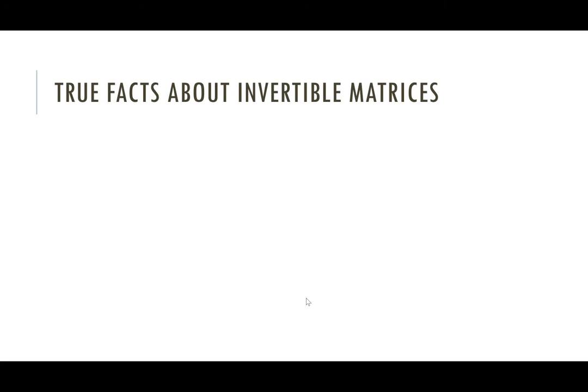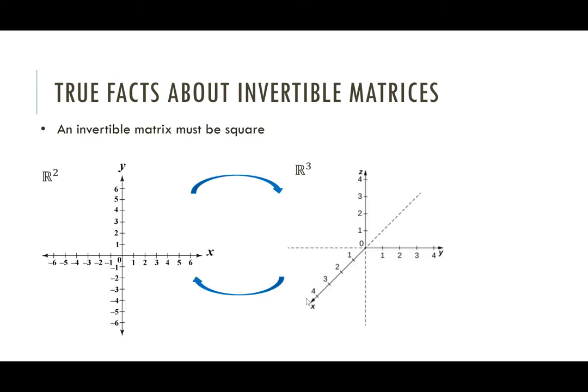All right, so let's get down some things that we know about matrices, or that we can convince ourselves are true about invertible matrices just from the definitions and what we already know. First, an invertible matrix has to be square. So let's think a little bit about why that has to be true.